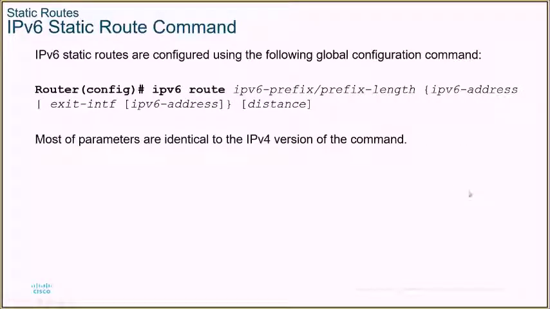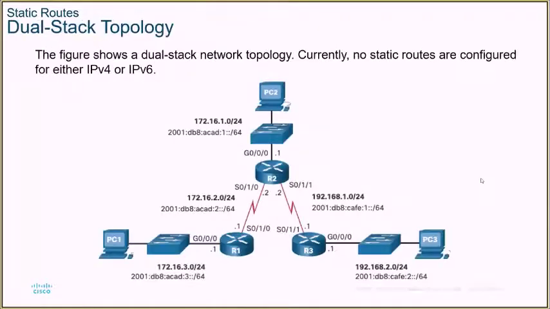All right, so the IPv6 route command, of course, is for IPv6. And the major difference is we don't use a subnet mask with IPv6, we use the prefix length. And so again, you can do next hop IP address, exit interface, or both. And the distance is another option. So the parameters are the same, apart from the fact that they're IPv6 addresses.